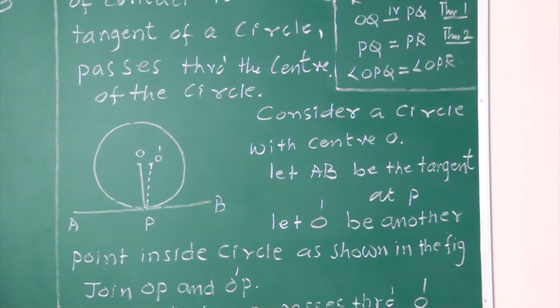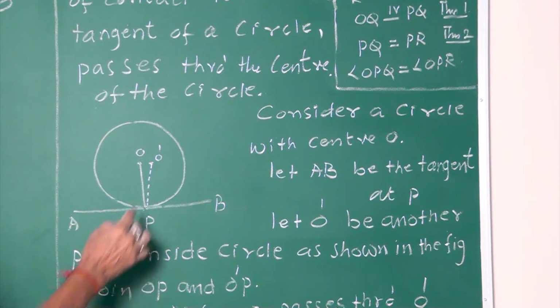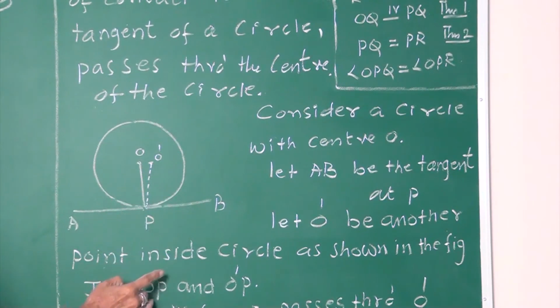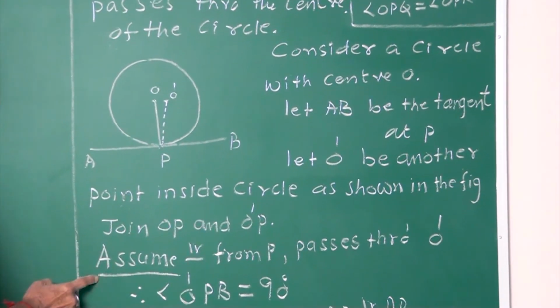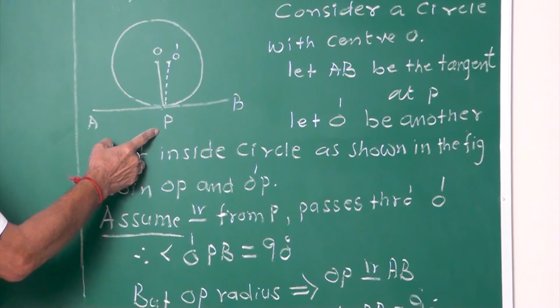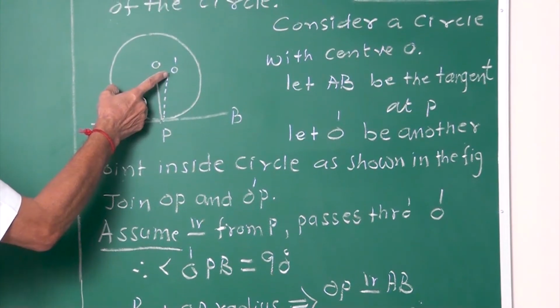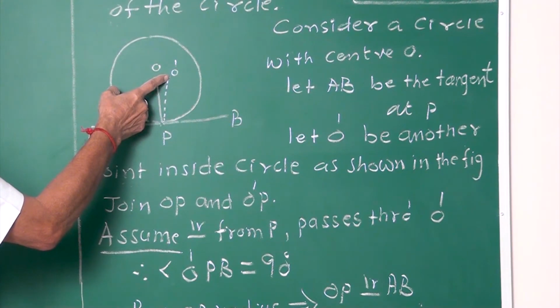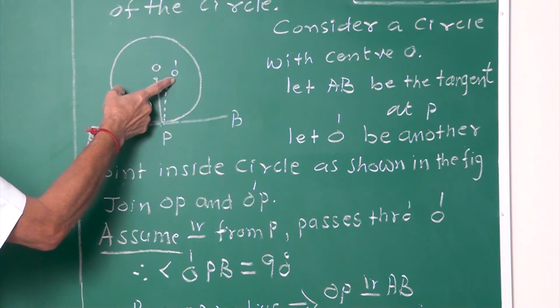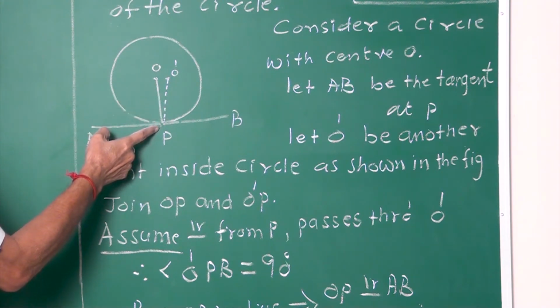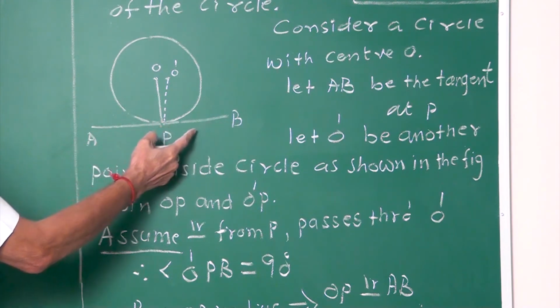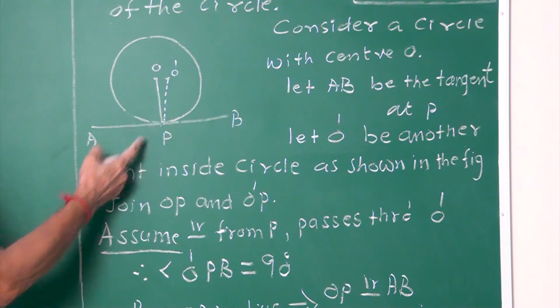To prove that, assume O dash be another point inside the circle as shown in the figure. Join these two. Assume that perpendicular from P passes through O dash. Then this angle with O dash is 90 degrees. But what is this? OP is a radius. When it is a radius, then it is perpendicular to the tangent. Therefore, this angle is 90.